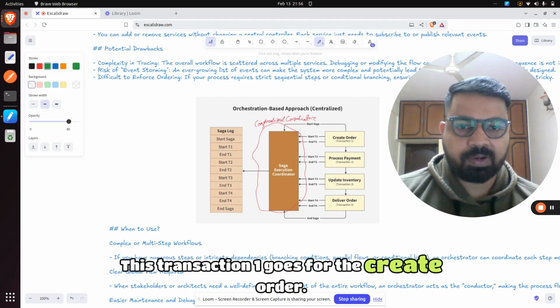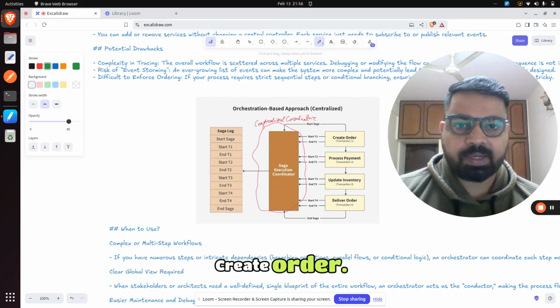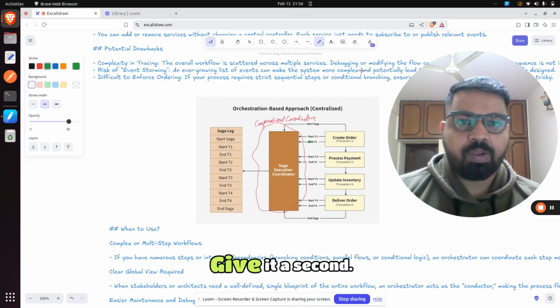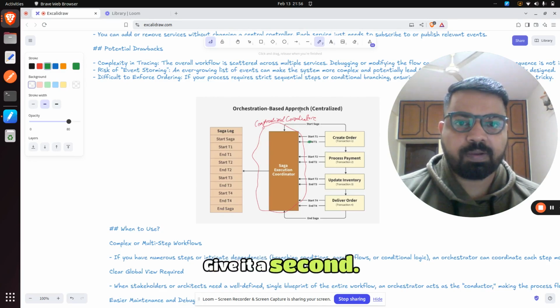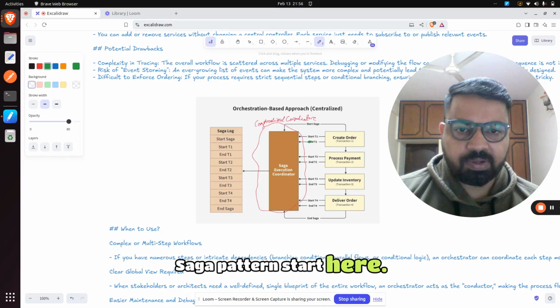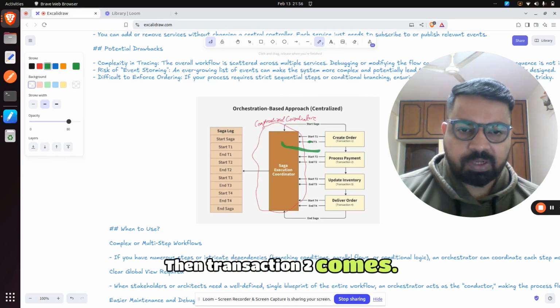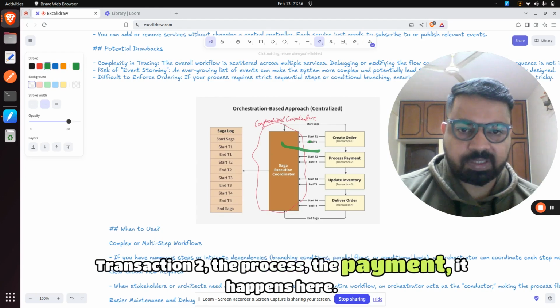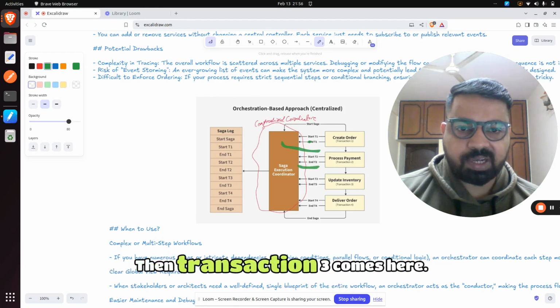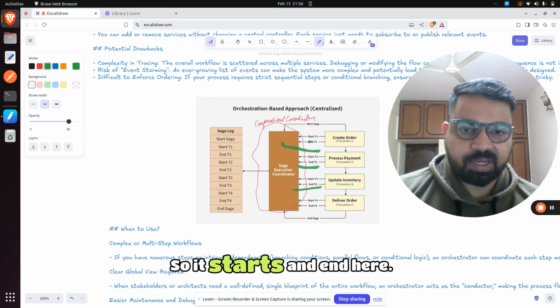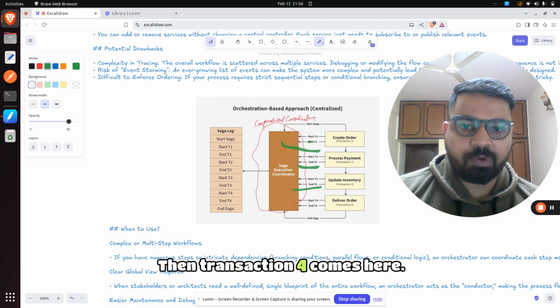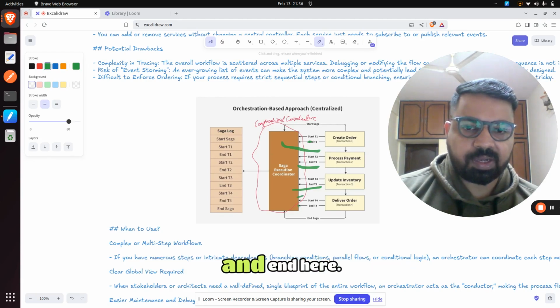which goes for create order, right? Create order, and then the Saga pattern starts here, and it creates the order. Then transaction 2 comes, the process payment, it happens here. Then transaction 3 comes here, so it starts and ends here. Transaction 4 comes here, it starts here and ends here, right?